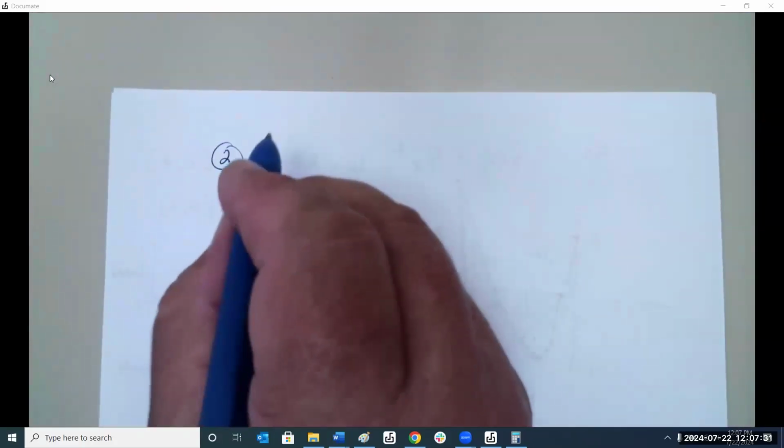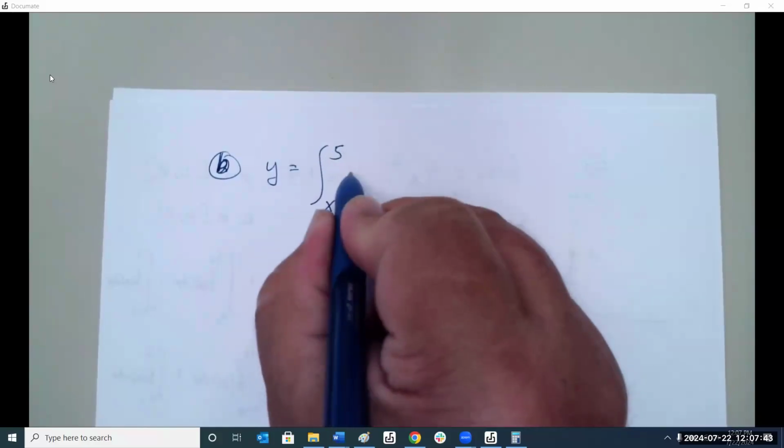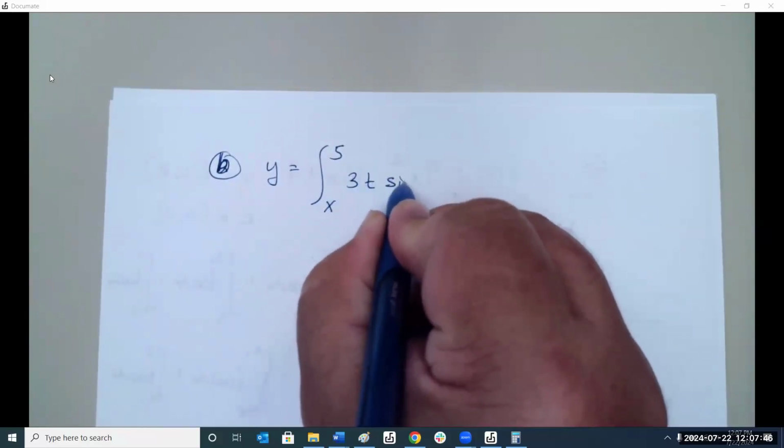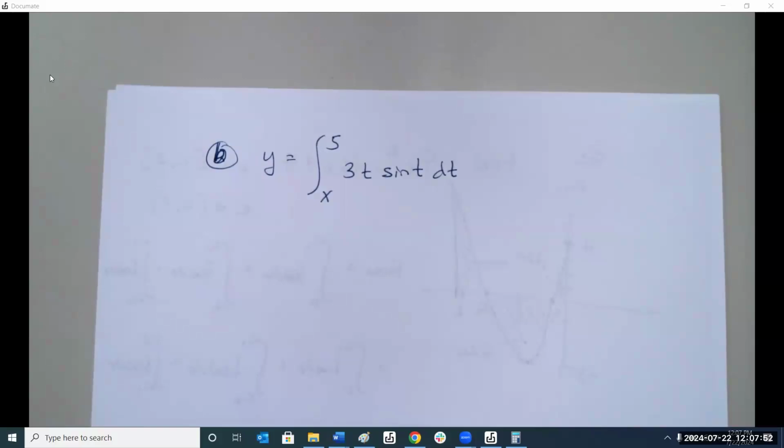So number 2. I use letters or numbers. That's B. Let's look at B. y is equal to the integral from x to 5 of 3t sine t dt. Okay, so what are you going to do here? How do you mean? The 5.